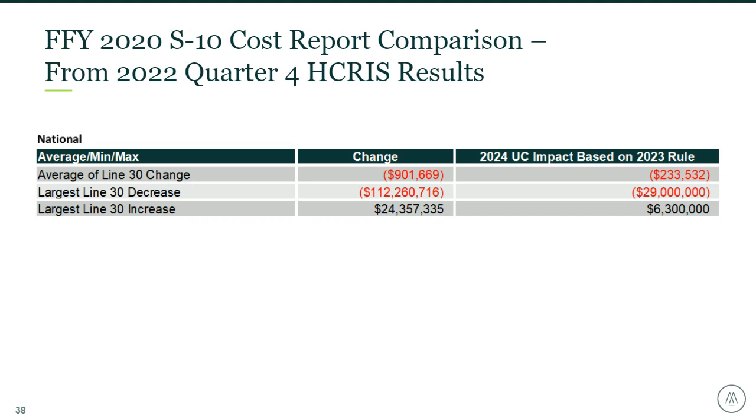Looking at what that looks like going forward with this 2020 audit, this is going to be used several times going forward by CMS. So this impact of $233,000 is going to be carried forward for multiple years. Overall, there are also some large decreases. The largest line 30 decrease was $112 million, which is equal to a $29 million impact. And then the largest line 30 increase was $24 million, which would be $6.3 million in impact based on the previous pools and impacts.